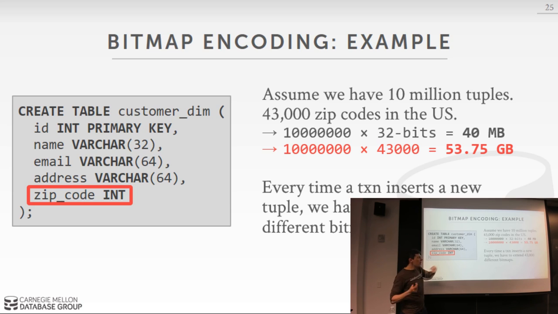All right. The other issue is maintaining this, because every single time you insert a new tuple, you have to extend all 43,000 bitmaps. And that's bad. So bitmap encoding is very common, but you as the human DBA have to decide when it is the right thing to do. It's supported in a lot of systems, because the speedup you can get is significant.